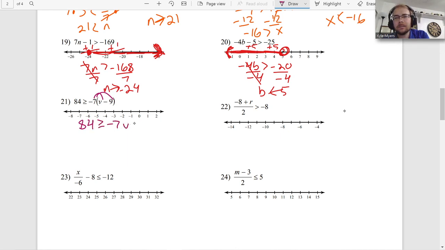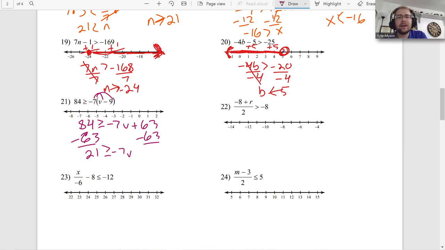Negative 7v plus 63. So then I'm going to subtract 63 on both sides. Okay, so that's going to be 21 is 7v. I'm going to divide both sides by negative 7. I'm going to actually do the other method that I mentioned earlier. So I could divide both sides by negative 7, but then since the v is on the right, I'd have to move it anyways and flip it around.